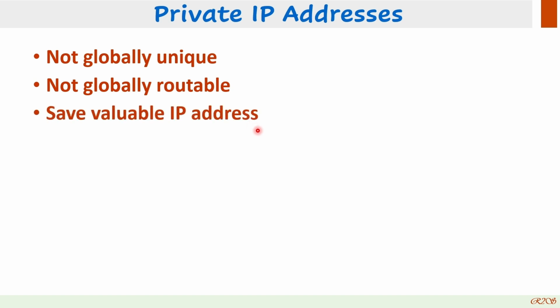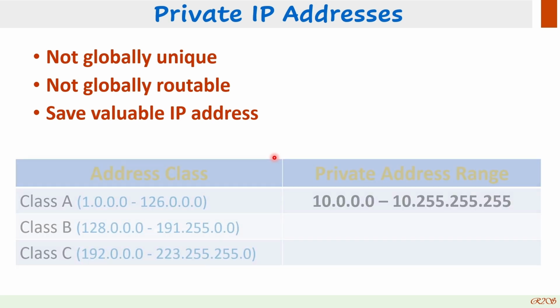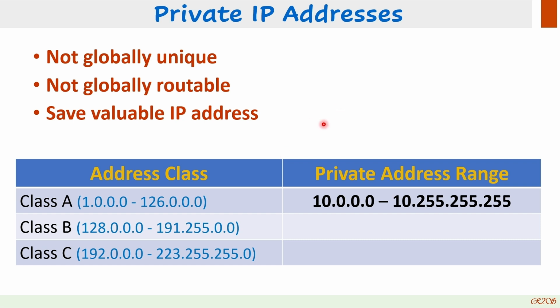But one very good advantage of private IP addresses is that they save valuable IP addresses, because IPv4 addresses, as we said, are very limited, about 4.3 billion. We now need way more IP addresses, and that's why we have IPv6, the newer version of IP addresses, and we'll talk about IPv6 later in another video.